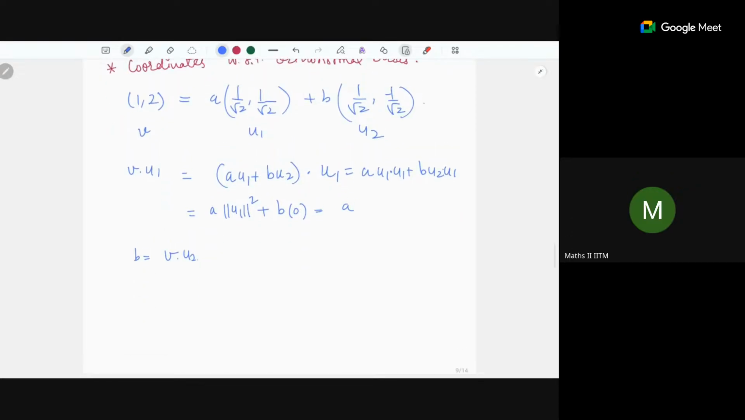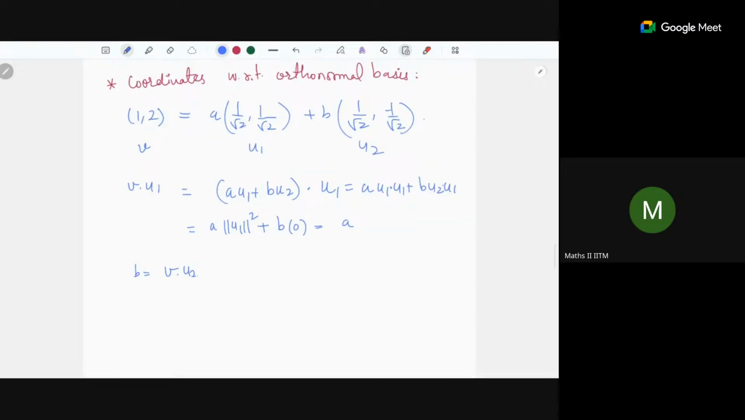So finding coordinates with respect to an orthonormal basis is easy. You just take the dot product with each of the basis vectors, and you get the coordinates with respect to that vector. In this case, a is 3 by root 2, and b is minus 1 by root 2. So this is your answer.